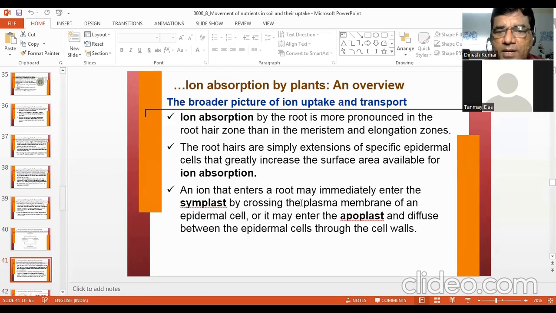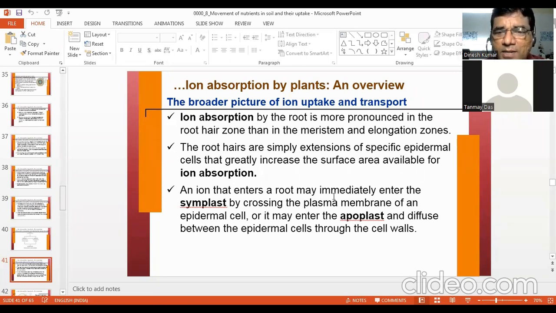An ion that enters a root may immediately enter the symplast. So there are two pathways or two routes through which ions move from, say, the plasma membrane up to the Casparian strips or up to the endodermis. Up to the endodermis, there is not much issue.